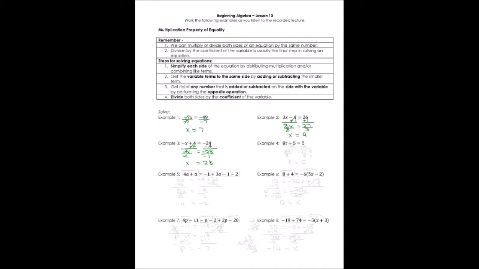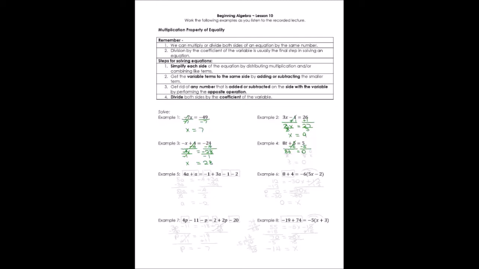Example 8, let's isolate this variable term. We're really on step 3. I want to get rid of a positive 5 by subtracting it from both sides. So I'll have 8t all by itself, and it'll be equal to 5 minus 5, or 0.